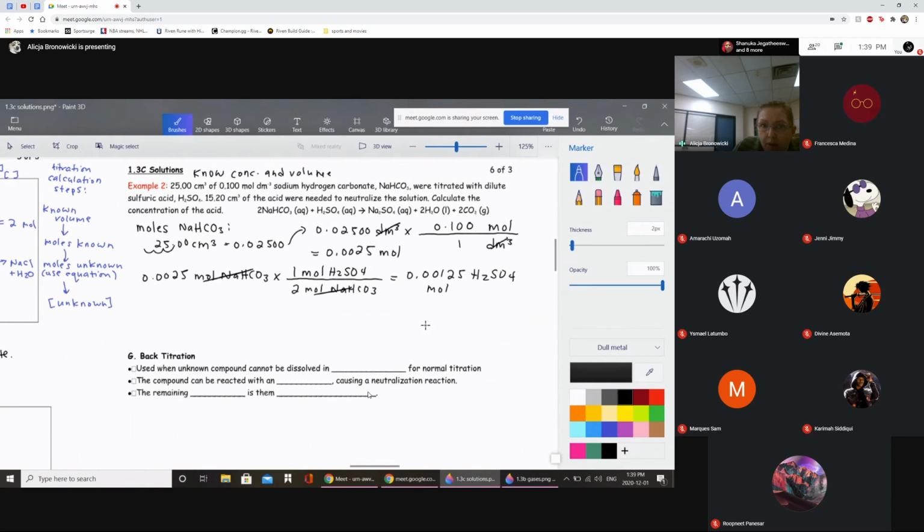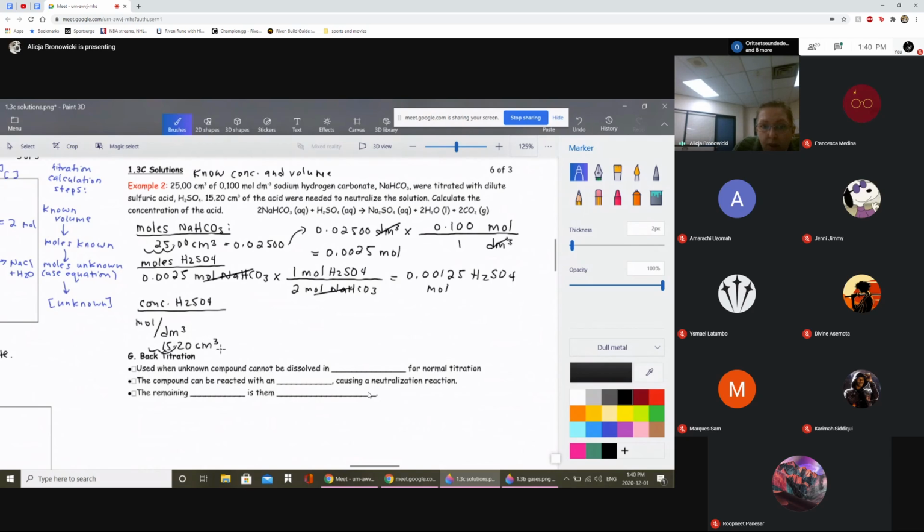Okay, so now I just need to find my concentration. Well, I have a volume, so 15.20 cubic centimeters. So here we have moles NaHCO3. Here we have moles H2SO4. So now we're going to figure out concentration of H2SO4. Okay. So concentration is mole per liter.